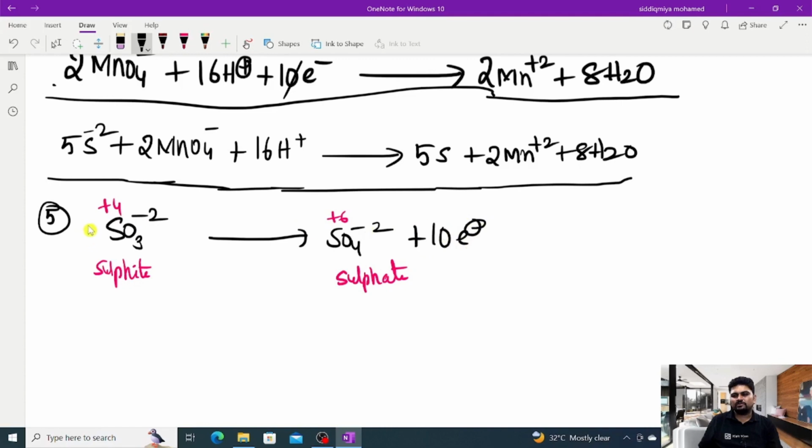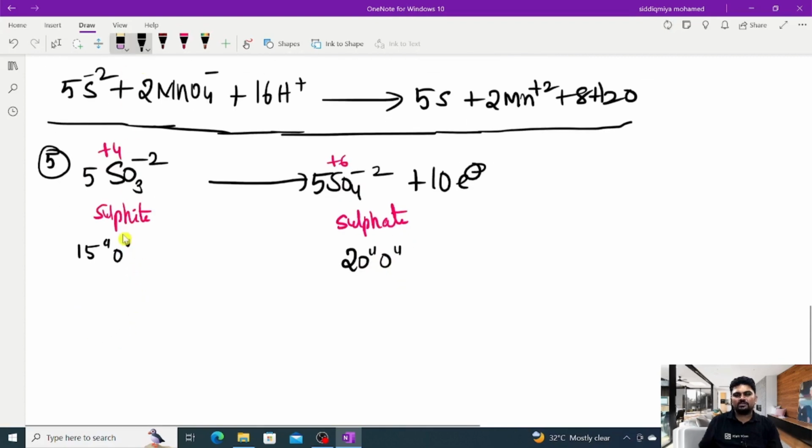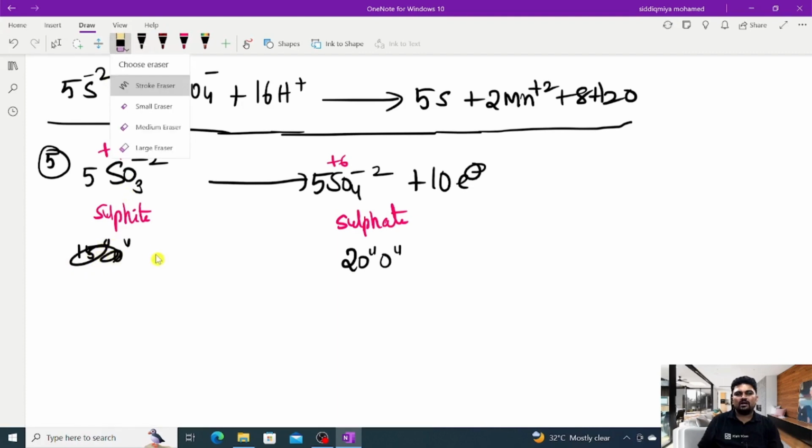Then what we have to write here: 5 SO3, each sulfur giving 2 electrons, so 5 into 2, 10 electrons will be given. Once you check the oxygens, 5 times 3 is 15 and 5 times 4 is 20. Here 20 oxygens are there and here only 15 oxygens. So we have to balance. On the reactant side you have to add 5 moles of water.